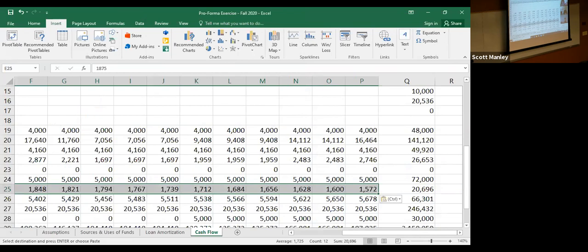The long cut, the preferred way to do it, as I mentioned, is to actually put a formula in there and say, go over there and get that.